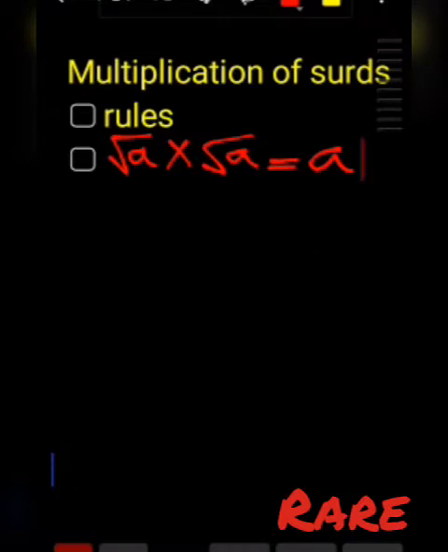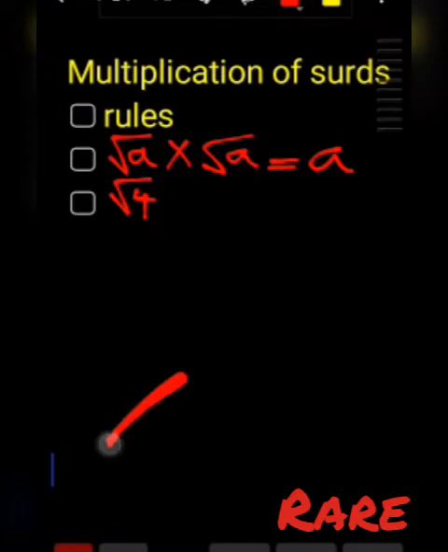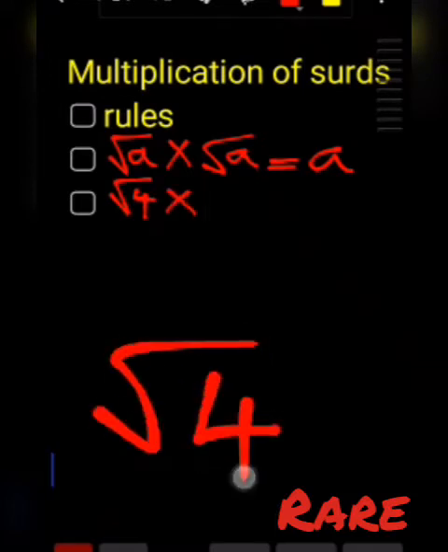What do we mean? When you're multiplying similar surds, the answer is definitely what's under the surd, what's under the root, the radicand. So let me illustrate this. Multiply the root of 4 times the root of 4.